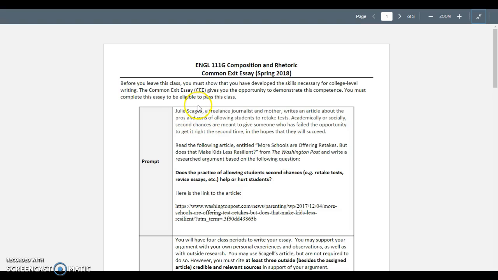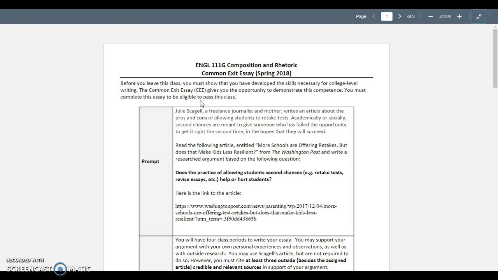The first thing you want to know is that you need to pass this essay in order to pass the class. So basically how this works is, if you do not pass the essay, I have to give you an F, and you have to take English 111 again. Now you do have 2 tries to pass the essay. The first time, nobody can help you, tutors can't help you, I can't help you, nobody can help you. Then you submit the essay.